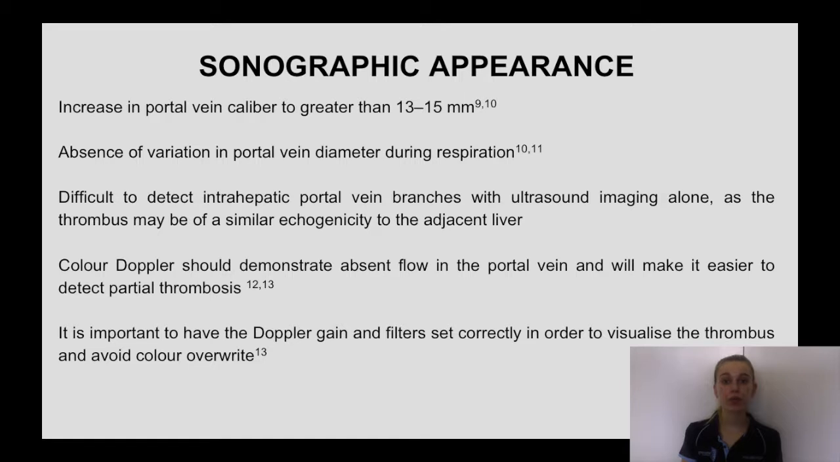Acute thrombosis of the portal vein is usually associated with an increase in portal vein caliber, to greater than 13 to 15 millimeters, and the absence of variation in portal vein diameter during respiration. Acute thrombosis of the intrahepatic portal vein branches may be difficult to detect with ultrasound imaging alone, as the thrombus may be of similar echogenicity to the adjacent liver. With time, it becomes more echogenic and therefore easier to identify.